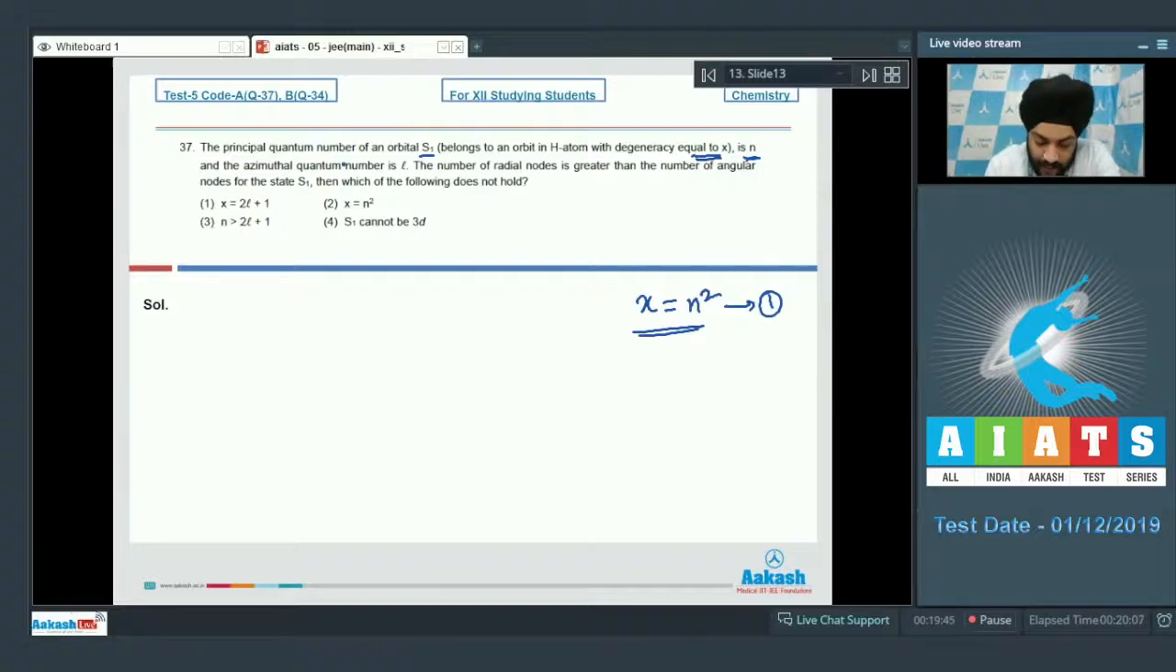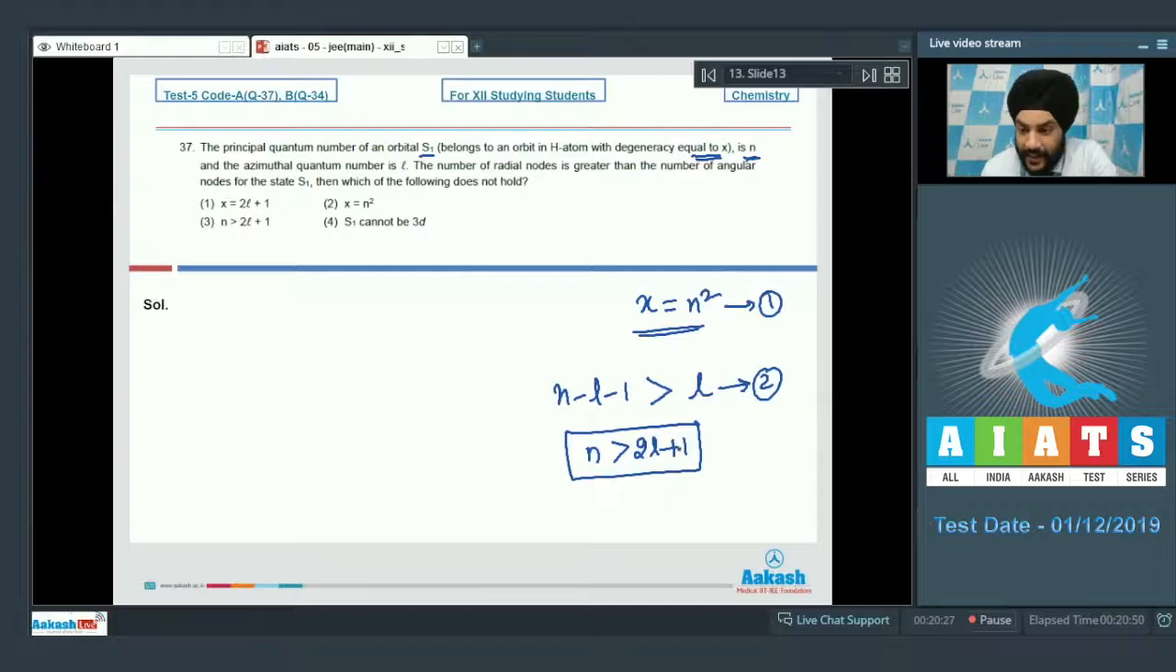Further, it is given to us that the azimuthal quantum number is l. The number of radial nodes is greater than the number of angular nodes for state S1. So if we talk about the second condition now, it is given to us that the number of radial nodes is greater than the number of angular nodes. The number of radial nodes, students, is n minus l minus 1, and the number of angular nodes is given by the l value. If we simplify this expression, students, we are going to have n is more than 2l plus 1. So these two conditions have been given to us by the examiner.